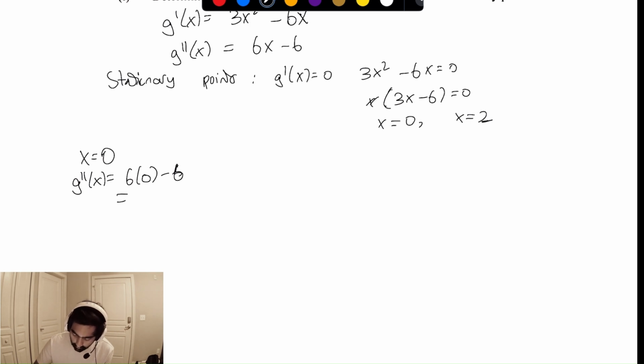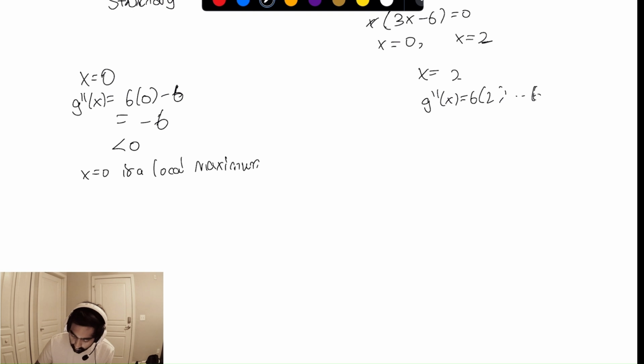Now x equals 2, g double prime of x is equal to 6 times 2 minus 6, which is equal to 12 minus 6, which is just 6, which is bigger than 0. Therefore, x equals 2 is a local minimum. So we've classified the stationary points of g now.